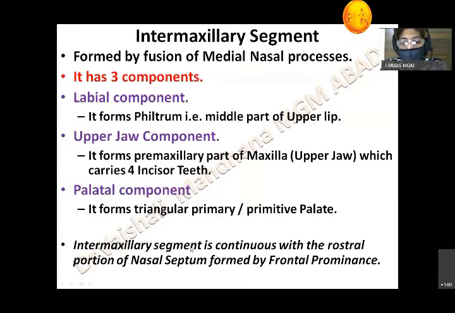Rostrally, this intermaxillary segment is continuous with the nasal septum, which is formed by the frontal prominence. These medial nasal processes come close together, and in between, the frontonasal process is there. So rostrally, this intermaxillary segment continues with the nasal septum formed by the frontal prominence. So that is about the intermaxillary segment.